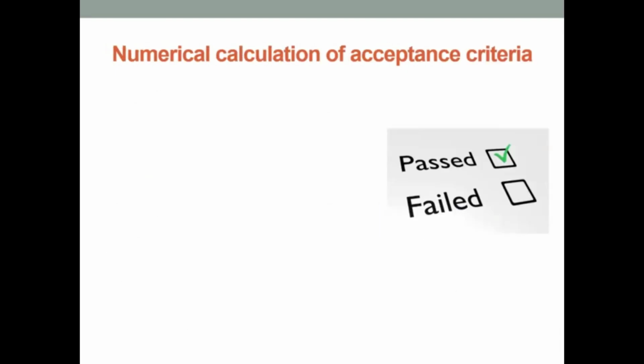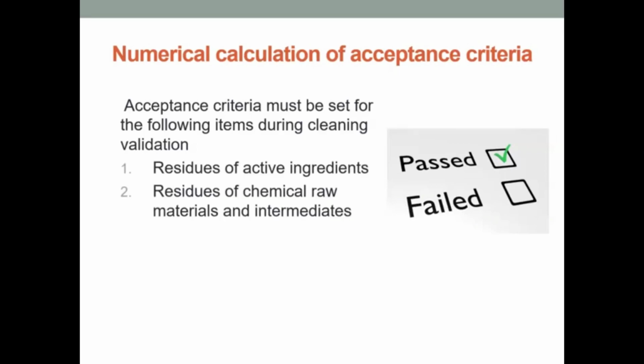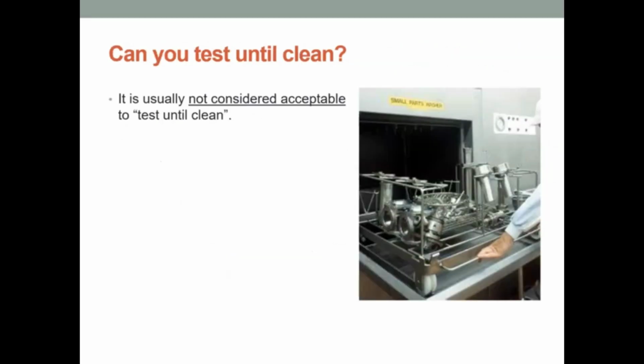Numerical calculation of acceptance criteria. Acceptance criteria must be set for the following items during cleaning validation: residues of active ingredients, residues of chemical raw materials and intermediates, residues of cleaning agents, microbial residues and endotoxins. We are going to be looking at some of the numerical calculations for these types of acceptance limits in our next lesson. Can you test until clean?